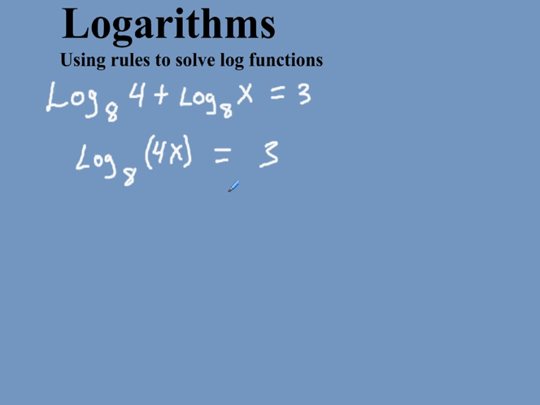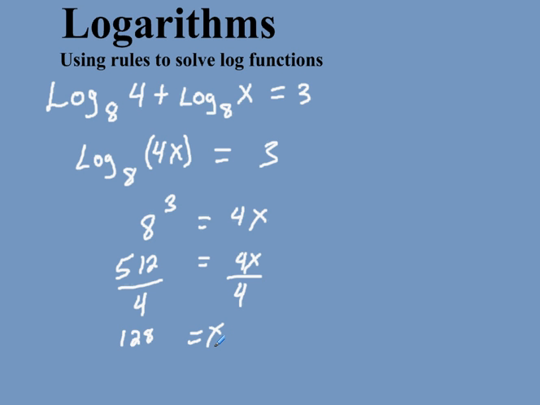Now, let's convert this to an exponential function by taking the 8 as my base, the 3 there equals 4x. Now, what is 8 cubed? 512 is equal to 4x. Okay, now just solve for x. Divide by 4. And so x is equal to 128. Okay, so that's how we use the product rule.